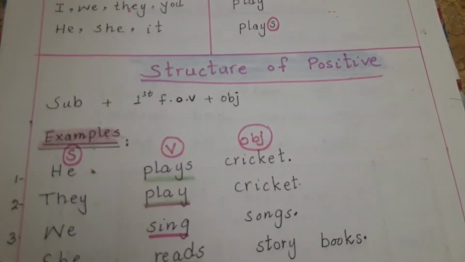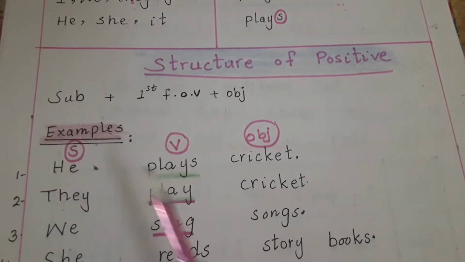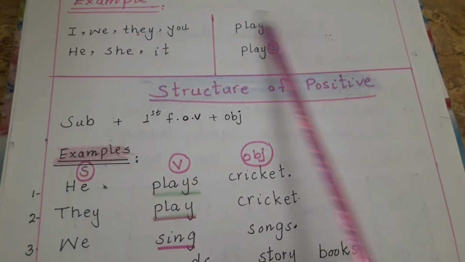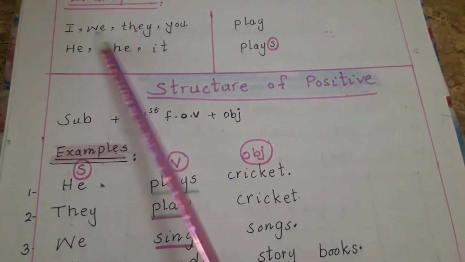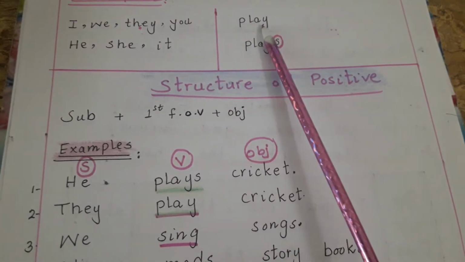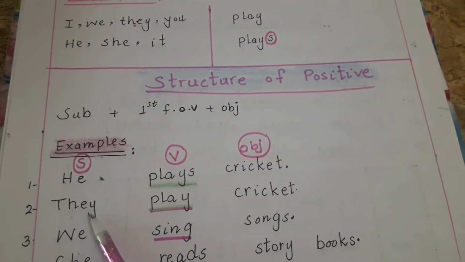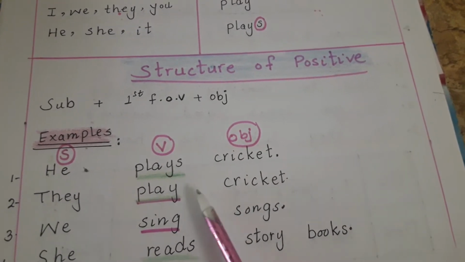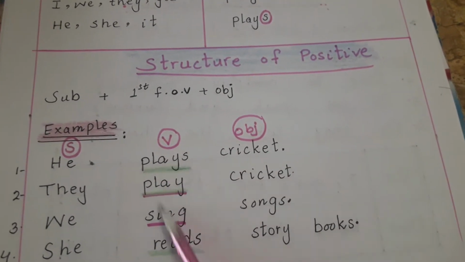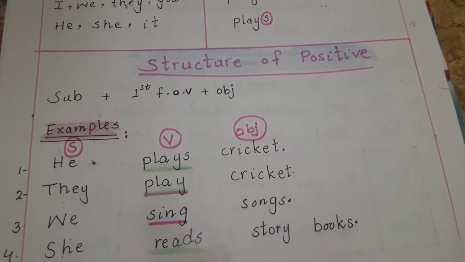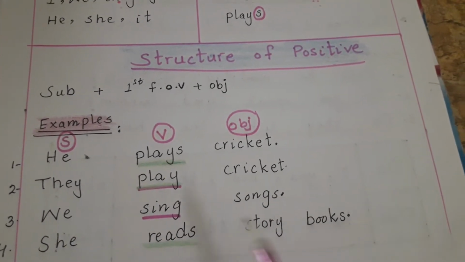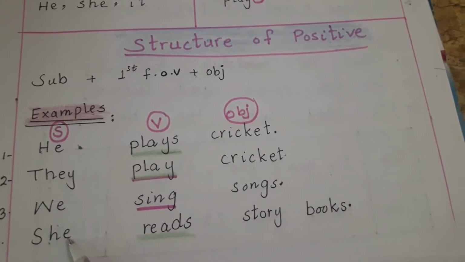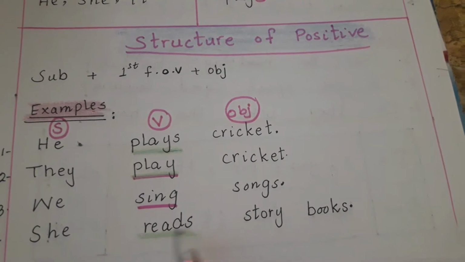And look at the next one. They play cricket. When you learn this table, then you understand that when we start with I, we, they and you, we will not add s or es with the verb. So because it started with they, we write play cricket without s or es. We sing songs, and she reads storybooks. Because this sentence started with she, we add s or es with the verb.